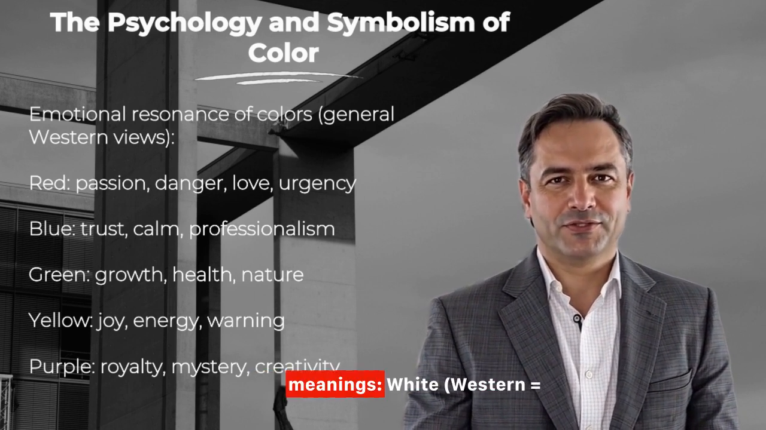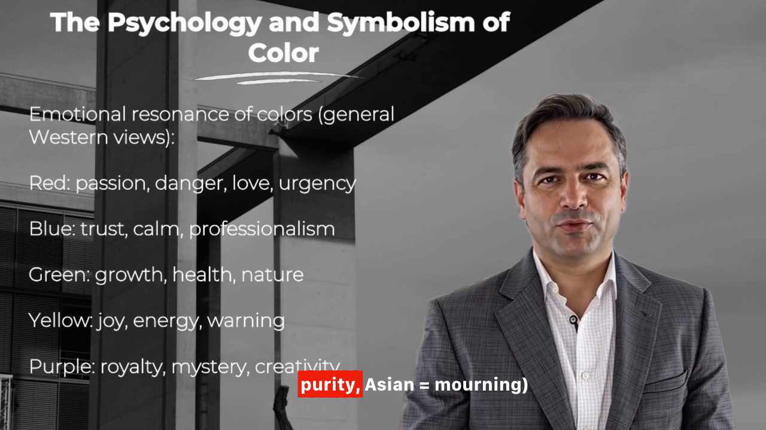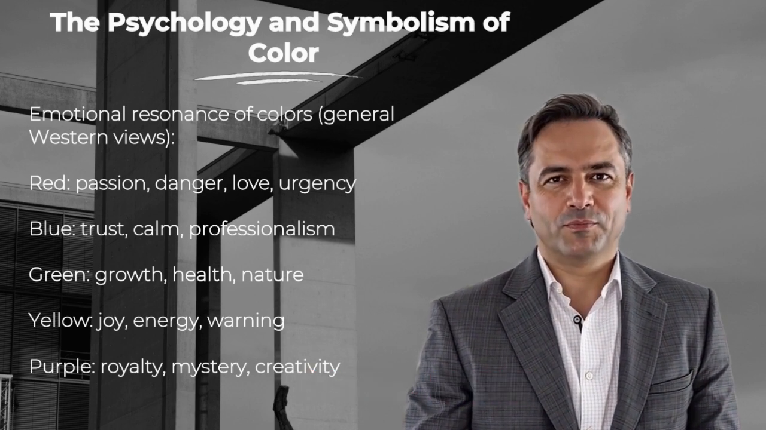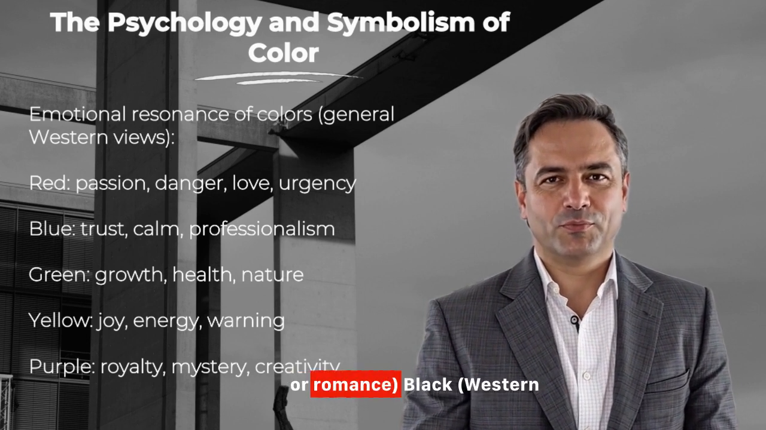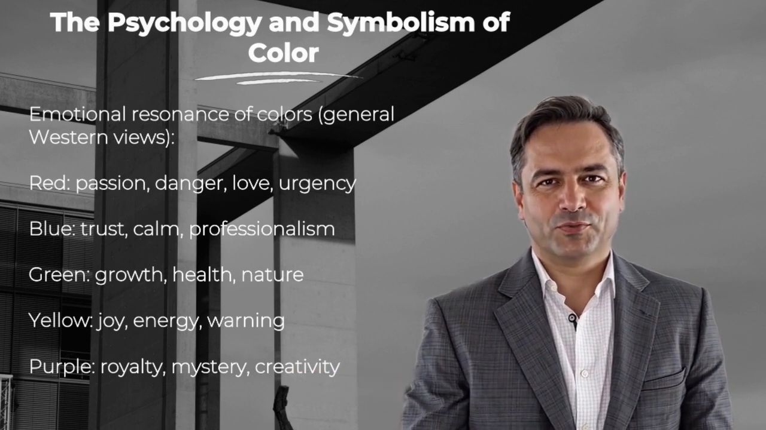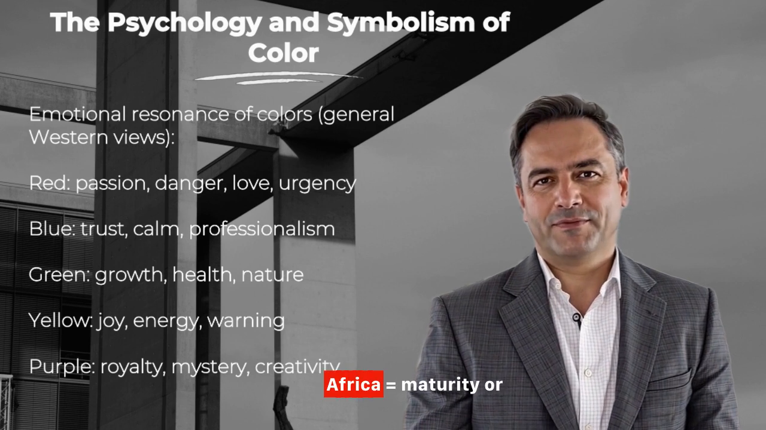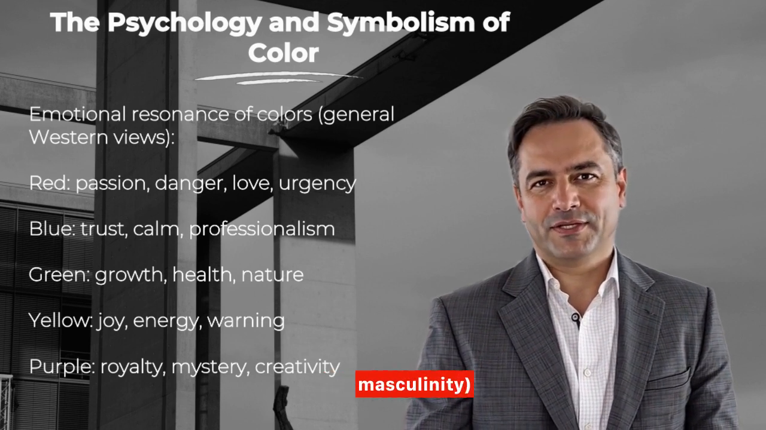Cultural color meanings. White: Western equals purity, Asian equals mourning. Red: China equals luck, love; West equals danger or romance. Black: Western equals sophistication or death; Africa equals maturity or masculinity.